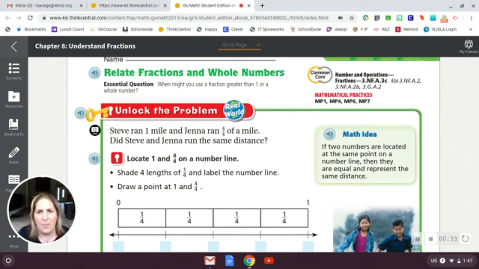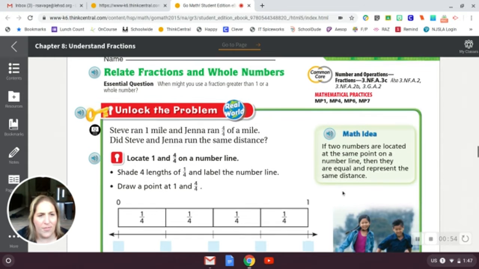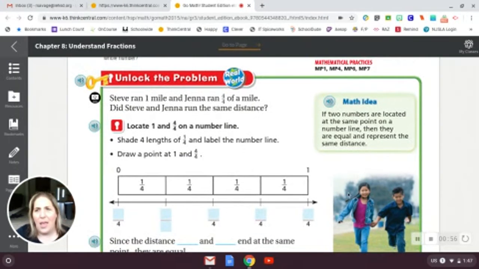So I want you to think about a whole number can also have a fractional name. We've always said, since we started fractions, that any number over itself equals 1. So 2 over 2 would equal 1. 4 over 4, or 4/4, equals 1. So when we're using fractions on a number line, and we're trying to find fractions that equal whole numbers, we can use that to help us, okay?